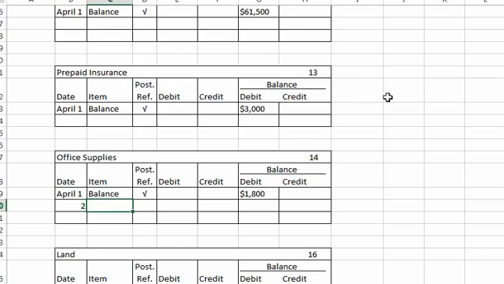We'll leave the item column blank. We'll put in 18 in the posting reference column. That's the journal page number that the entry was made on. Then on the 2nd, we had a debit to office supplies for $2,300. Okay, we have a beginning debit balance and a debit entry. 2 debits, so we're going to add those two together. That's $1,800 plus your $2,300. Makes our new debit balance $4,100.